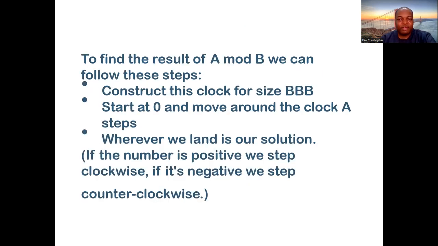To find the result of A mod B, we can follow these steps. Number one, we construct this clock of size B. Don't worry about that; we are going to have a clear understanding as we proceed. Number two, start at zero and move around the clock A steps. Number three, wherever we land is our solution.